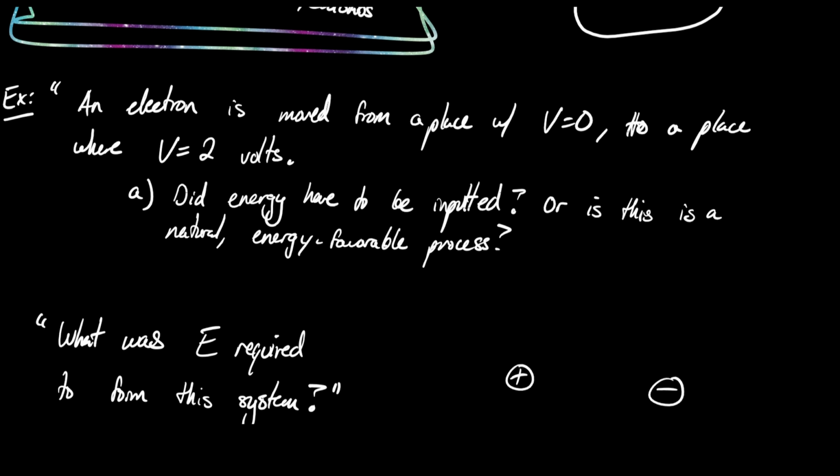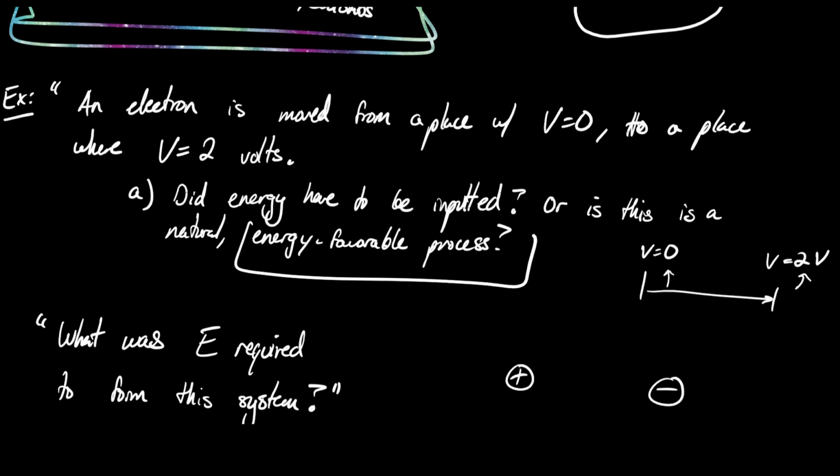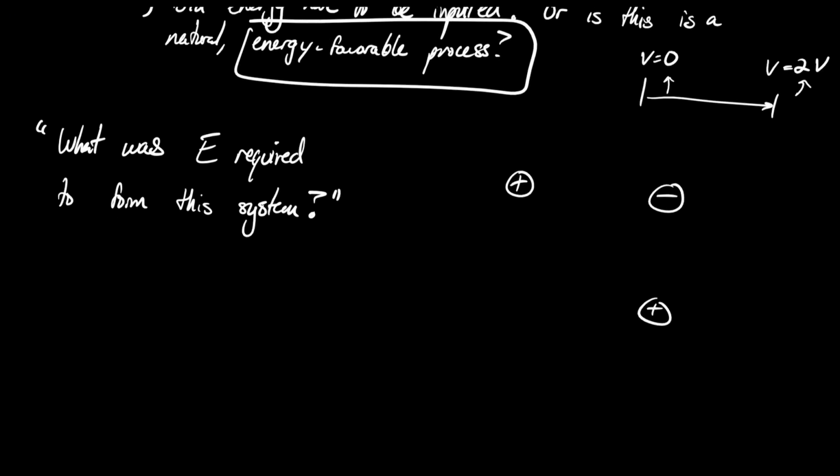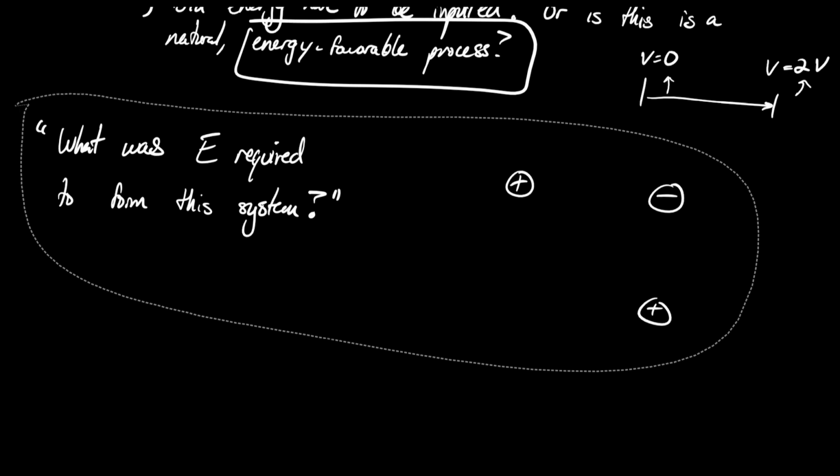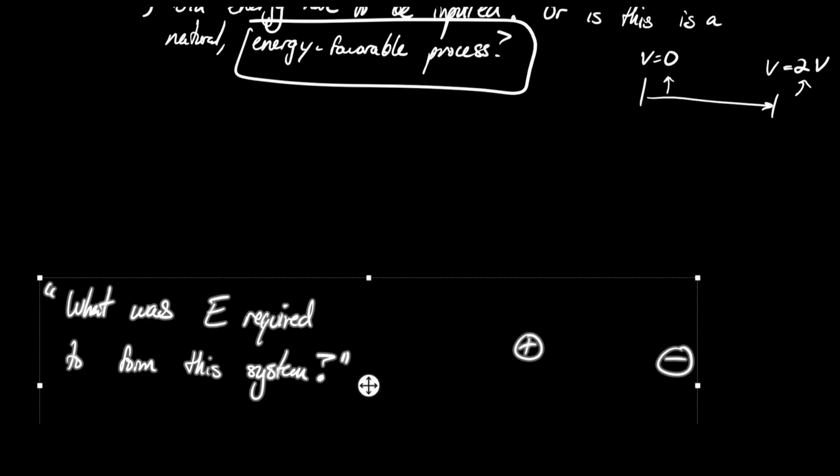Okay, you're moving from a place with V equals 0 to a place with V equals 2 volts. Now, a positive charge would hate being brought in that direction, right? It likes being near the lower voltage. It hates being near the higher voltage. That means the electron loves having that happen to it. So this is an energy favorable process. Okay. Now for part B, I'm going to move this example down.